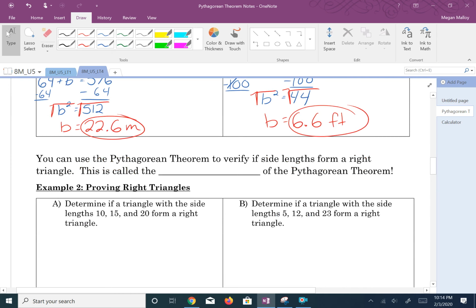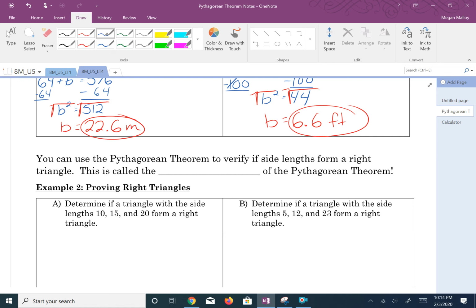The Pythagorean theorem can also be used to verify if the triangle is a right triangle. So we said that the Pythagorean theorem only works when you have a right triangle. It's also a way that we're able to tell if a triangle is a right triangle and has a right angle across from the hypotenuse. And using the Pythagorean theorem to distinguish whether or not a triangle is a right triangle is called the converse of the Pythagorean theorem. And this helps us, again, prove whether or not it's a right triangle.